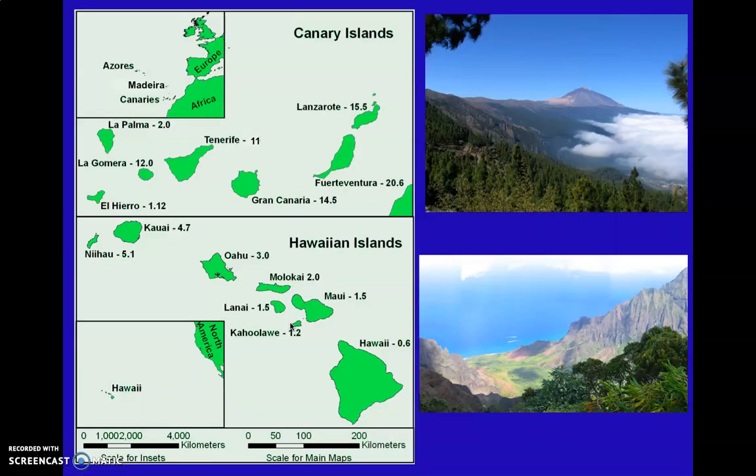So we can imagine, of course, and this is setting up the reading that we have, that there are other processes going on. And this is easily understood when we look at a place like the Canary Islands off the coast of Africa and the Hawaiian Islands, which are far in the middle of the Pacific.